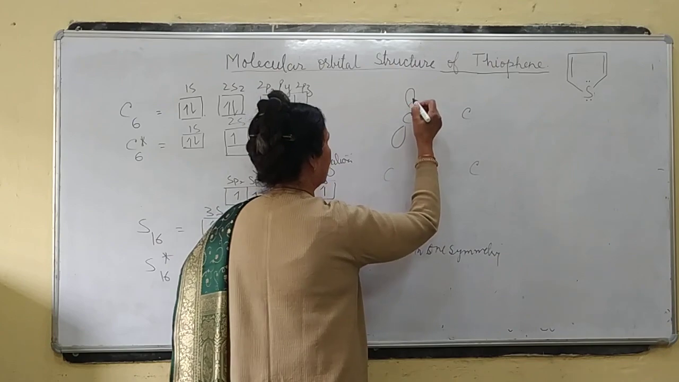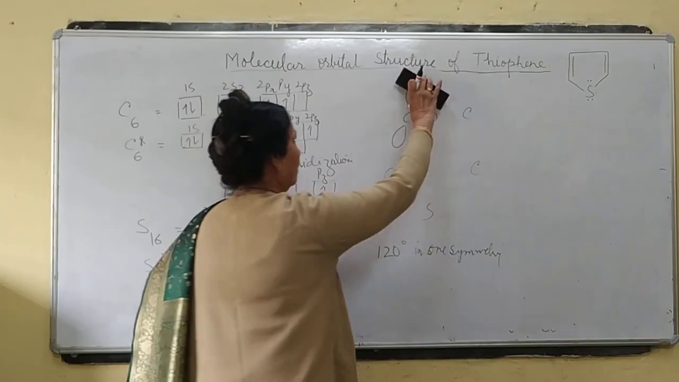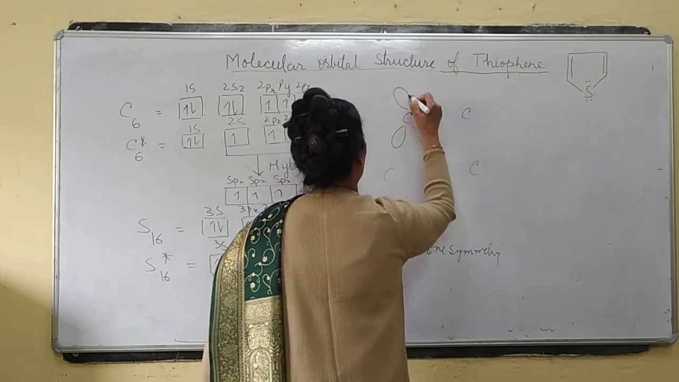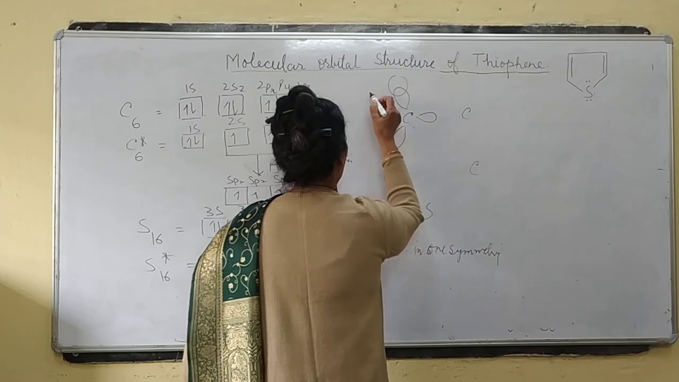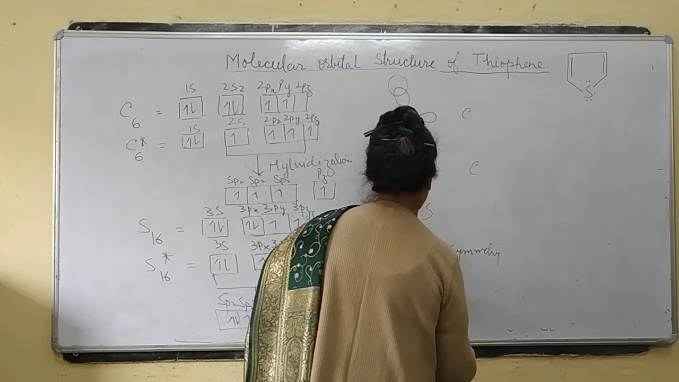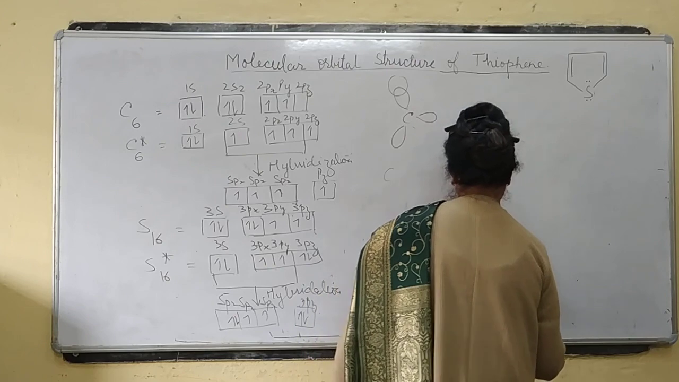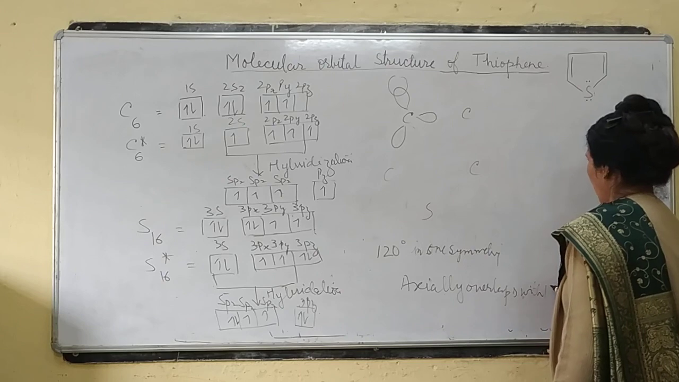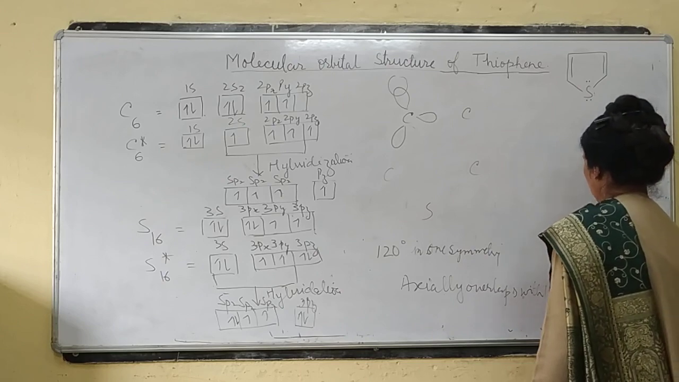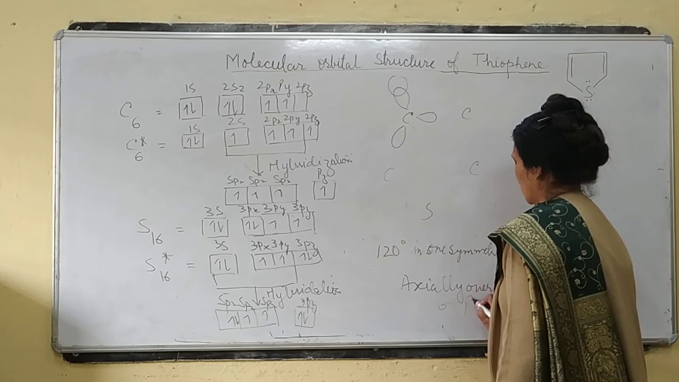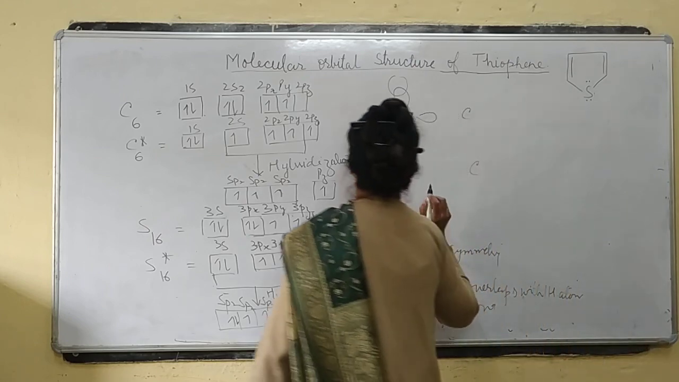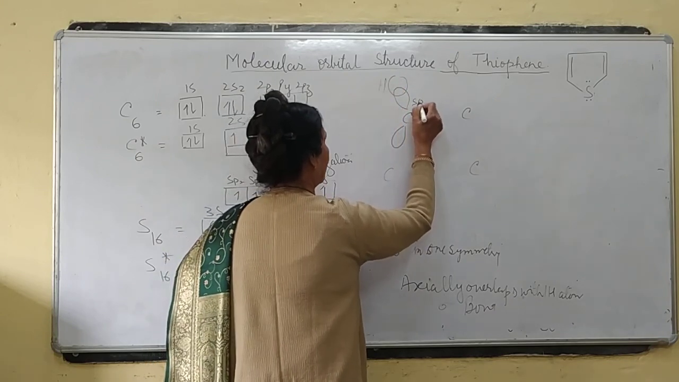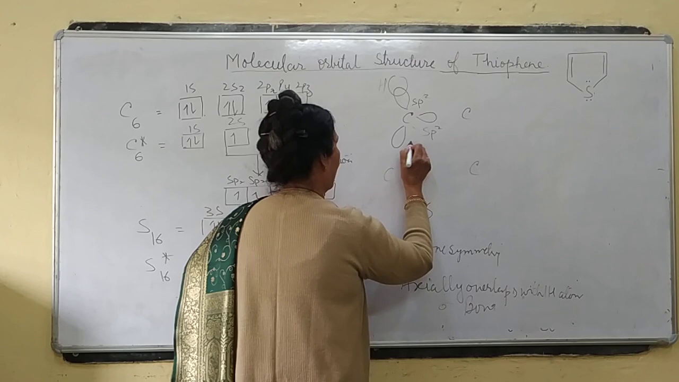Now one of these sp2 hybridized orbitals axially overlaps with 1 hydrogen atom, forming a sigma bond. sp2 hybridized, sp2, sp2.